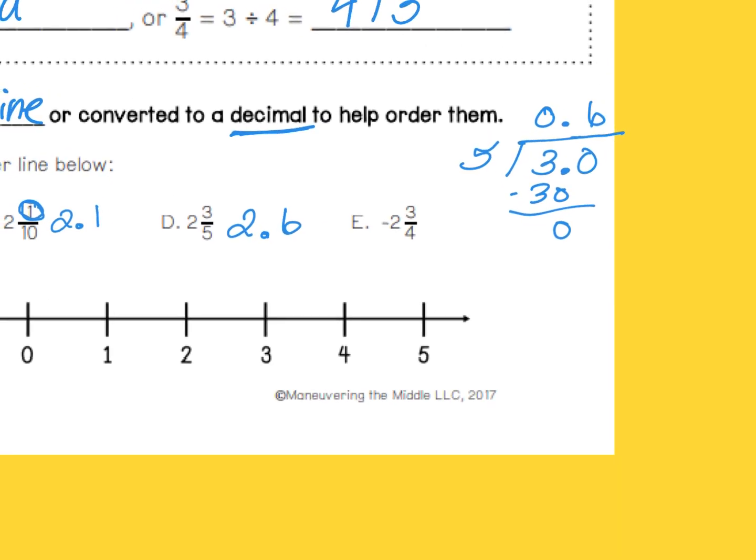And then for E, I've got negative 2 3/4. I know that if I have 3/4, I have 75 cents. So this decimal would be written as negative 2.75.